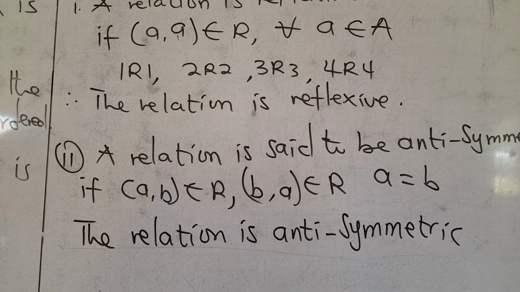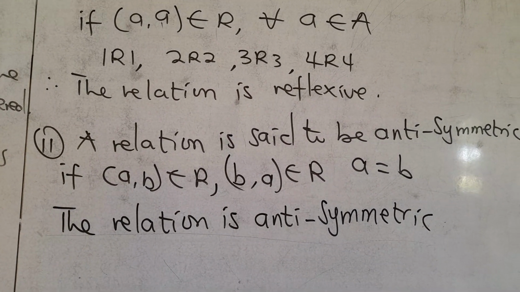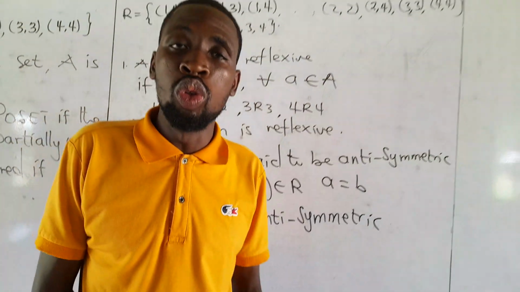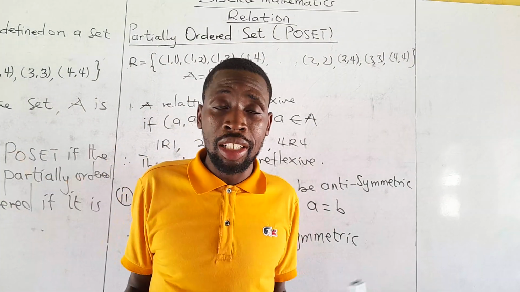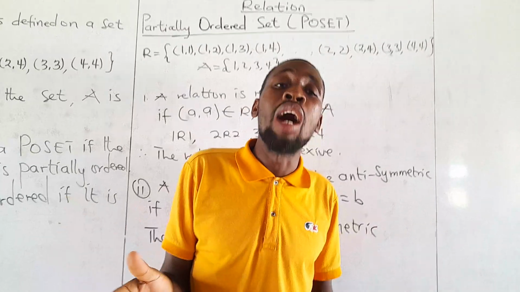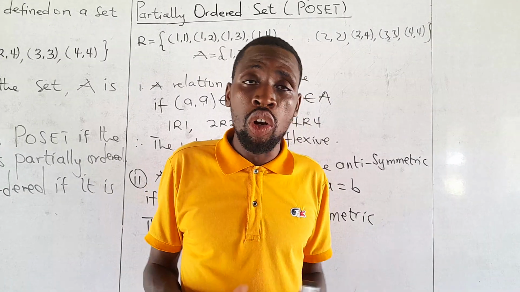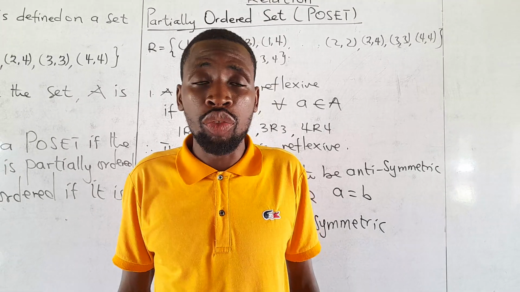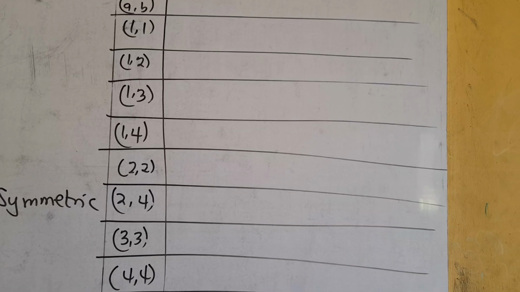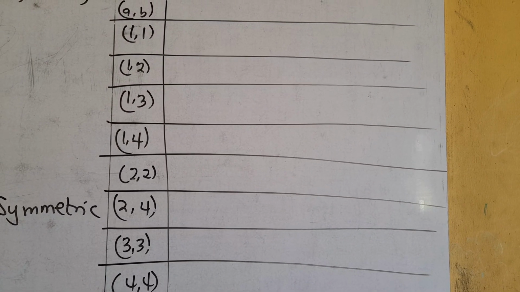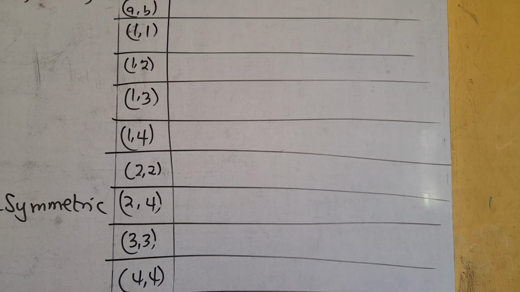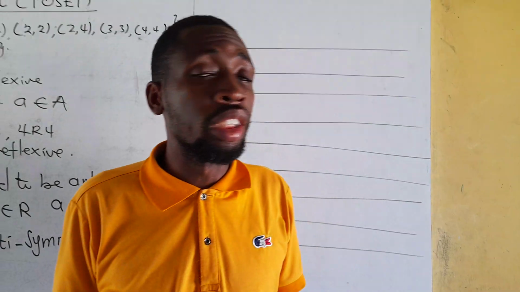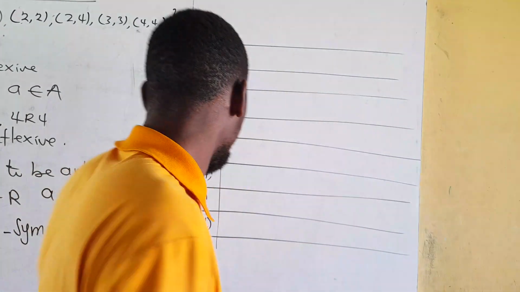Now the next one is the transitive. The transitive, I prefer using a table so that I can get the full glance of the problem so that I will not eliminate any of them. So I will draw a table and I will use it to check the transitive property. So we realize that our relation satisfies the reflexive property and the anti-symmetric property. The next one is the transitive property. We have to find it.